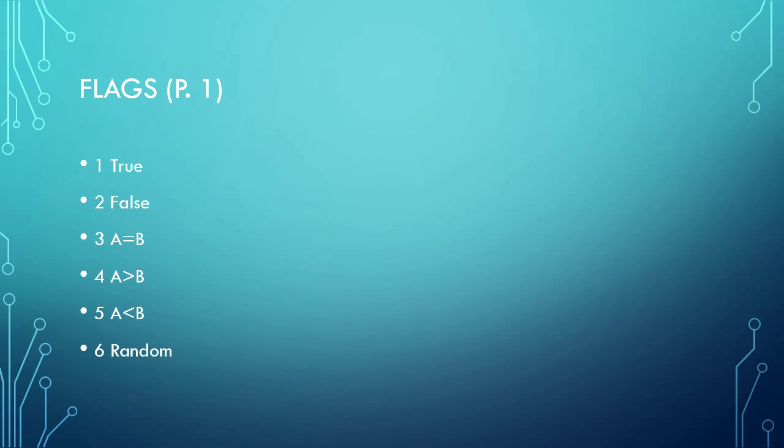So we have flags. We have 1 true, 2 false, and these are the numbers you're going to be inputting into the arguments. It's not done yet, which is why I'm not showing you the computer. I'm really spastic about how I'm saying this.